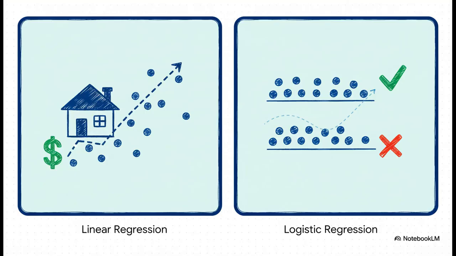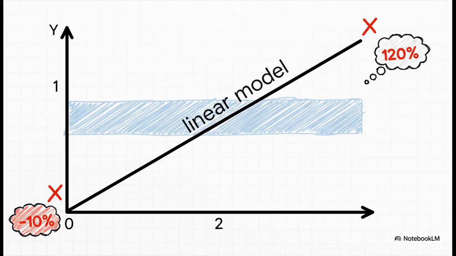Now you might be thinking, hey, can't we just use linear regression for this? Just draw a straight line through the data? And, for predicting something like the price of a house, that works great. But when you're trying to predict a simple yes or no, well, a straight line gets us into a little bit of trouble. Here's the core of the problem.